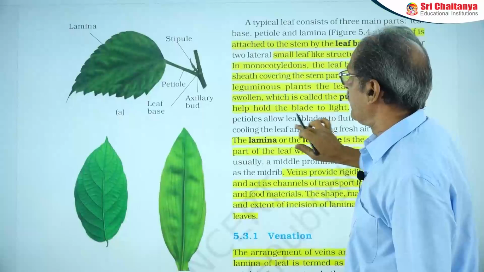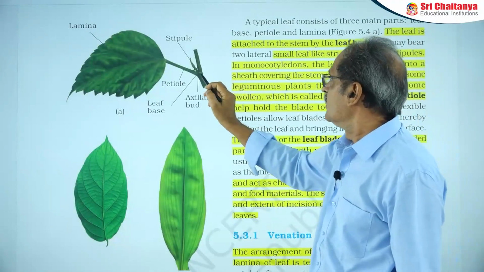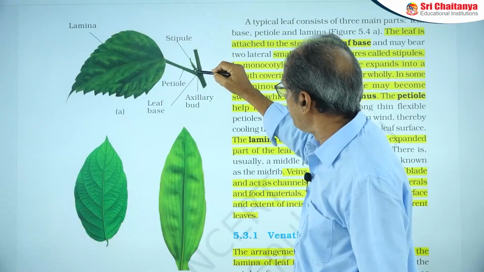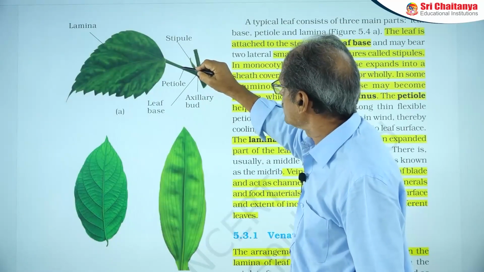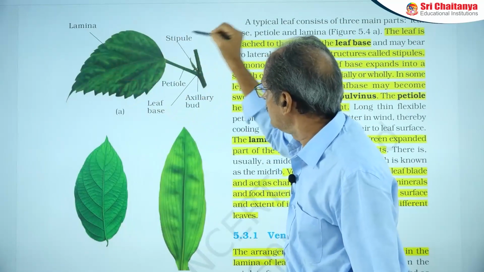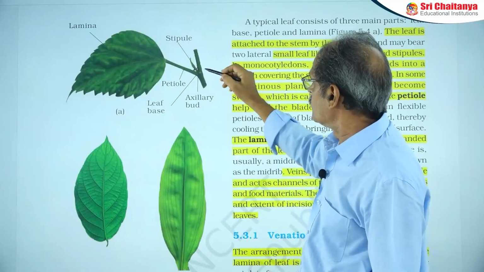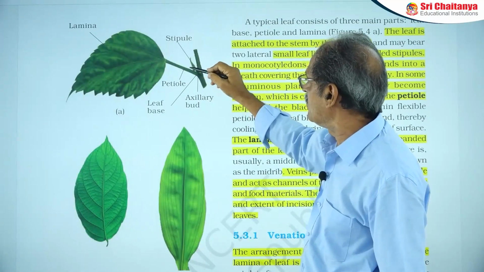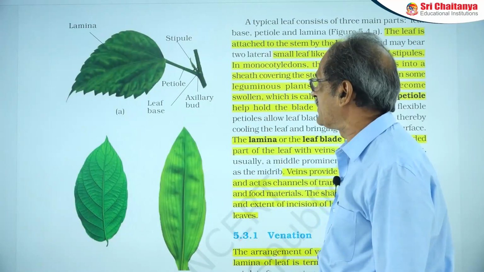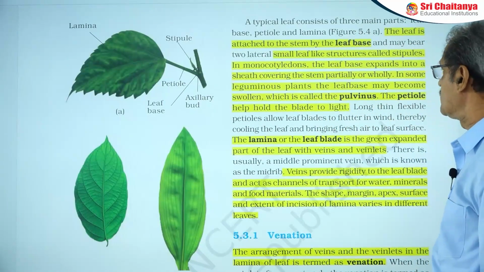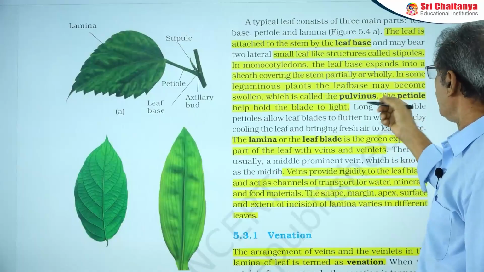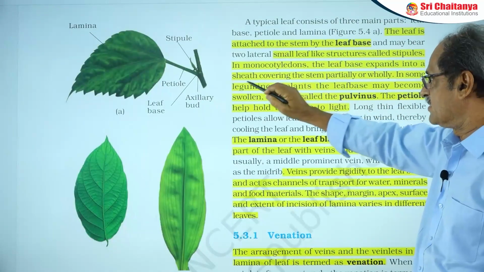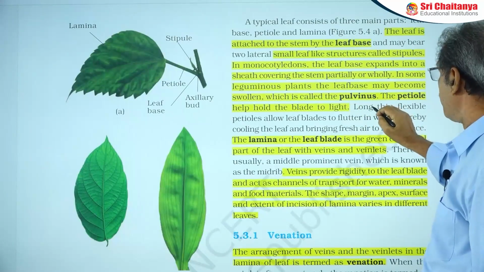And this is the typical leaf. What are the four parts? That is the leaf base. These are stipules on either side of the leaf base. The stalk of the leaf is called petiole, and this is called lamina. Of course, the axillary bud: the upper angle between leaf and stem is called the axil of the leaf, which contains the axillary bud. And in some cases, some of the legumes, have a pulvinous leaf base. The leaf base is swollen, which is called pulvinous.